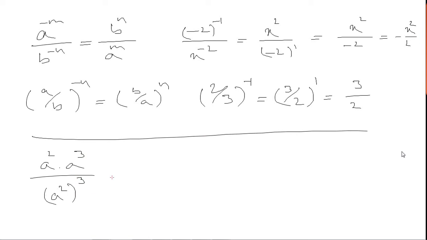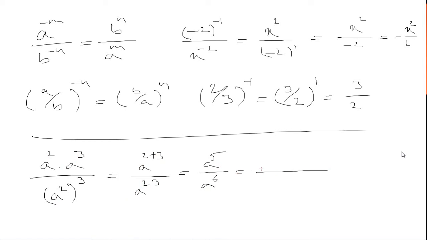That's our first example. Here we have the same base a, different powers. The two expressions have been multiplied. You can add up 2 and 3, gives you 2 plus 3. And here you have a to the power of 2 raised to the power of 3, so you have to multiply the two exponents. It's a to the power of 2 times 3. So it's a to the power of 5 over a to the power of 6.